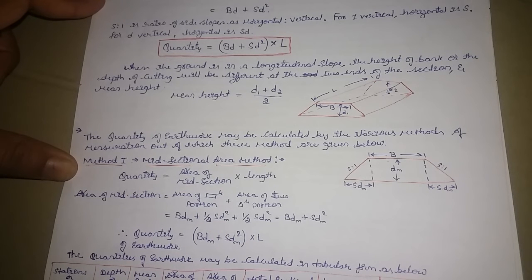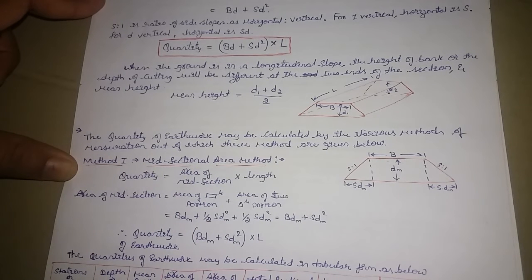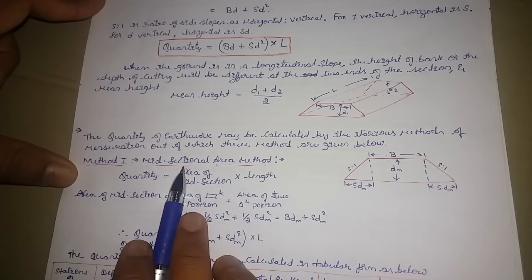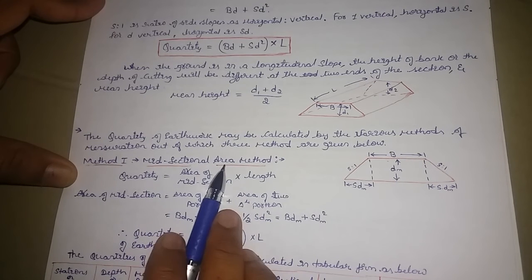There are three methods in total that we need to follow for the quantity of the earthwork. Method 1 is called the mid-sectional area method.